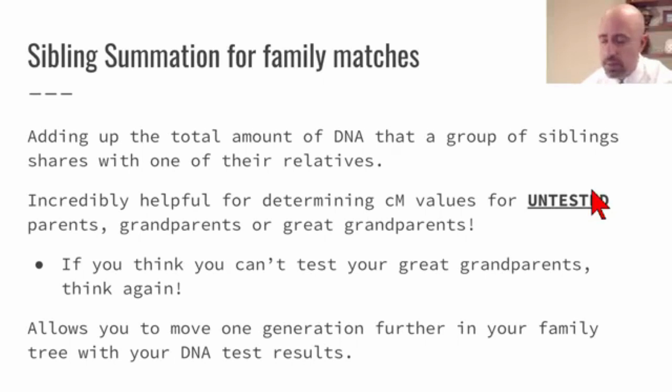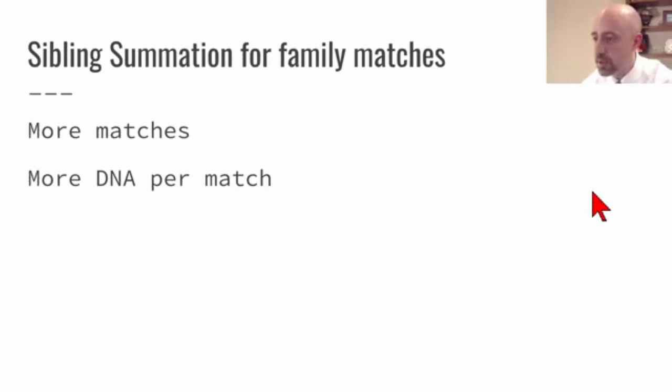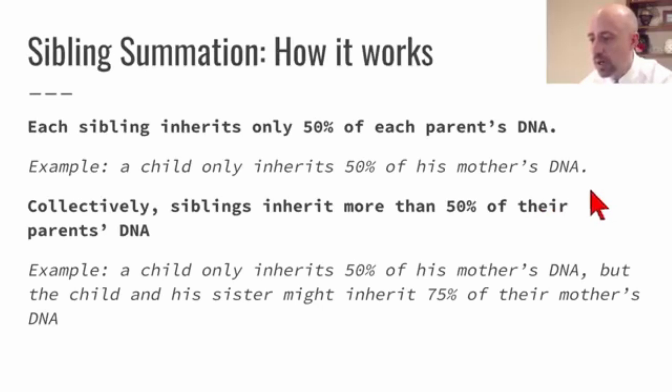So that led to the subtitle of today's presentation: if you think you can't test your great-grandparents, think again. This process of sibling summation allows us to move one generation further in our family tree research with our DNA test results when we look at multiple family members, and we'll get into the details. This process essentially gives us more matches and gives us more DNA per match, and I'll show you how. To really understand how this method works, we'll talk about some basic concepts here.